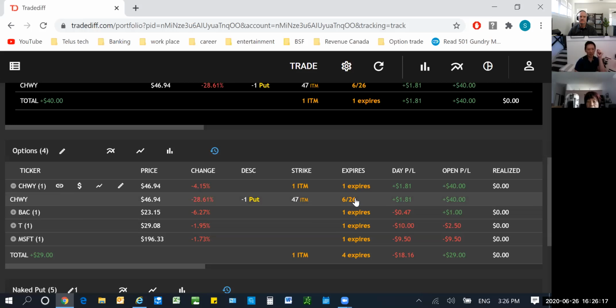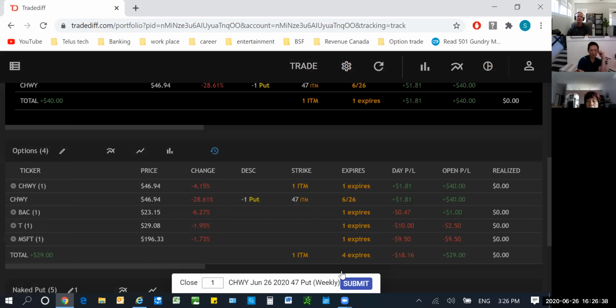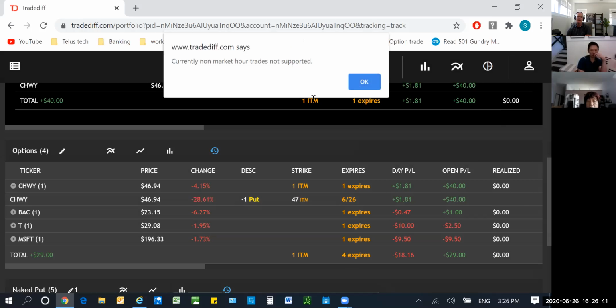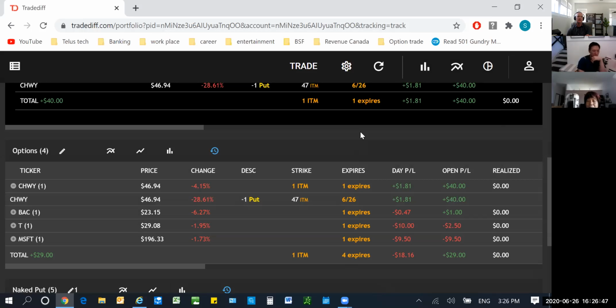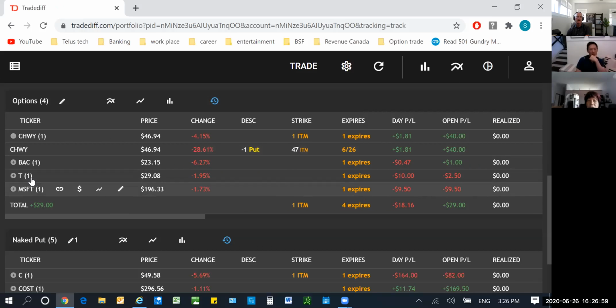So if you want, you can click right there and go down to which one are you going to close? Just go ahead and close Chewy's because it expired today. It's already expired. Just go ahead and right click on that and choose the word close, and then submit. Okay, so I know how to close it. That's how you do it.